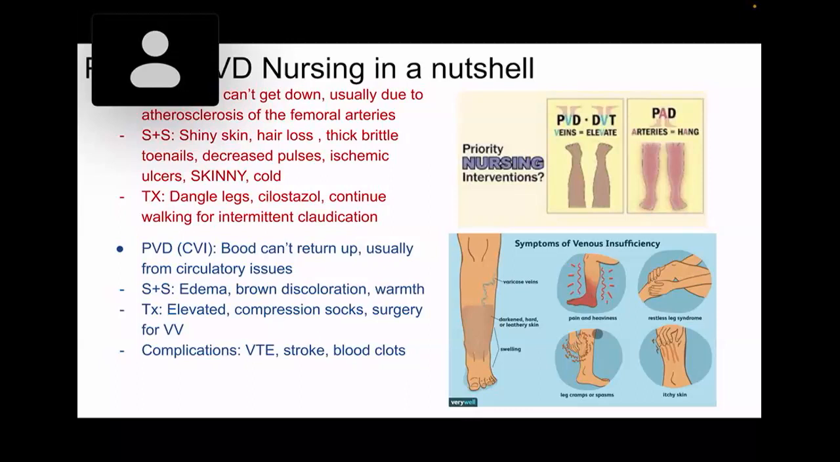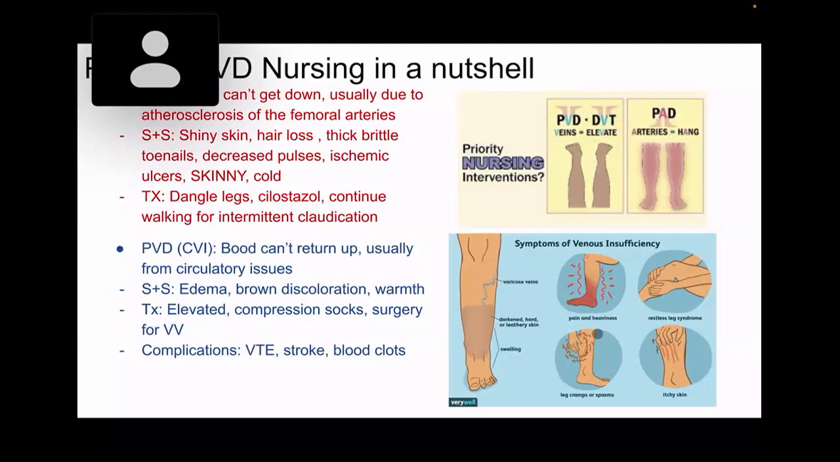When we're talking about PAD, peripheral artery disease, we are having an issue with our arteries. What do our arteries do? They supply blood, oxygen, and nutrients to wherever they're connected to. So someone has peripheral artery disease, and blood, oxygen, and nutrients cannot get down, usually caused by atherosclerosis of the femorals. Our symptoms are going to be associated with lack of nutrients and lack of blood flow. So you're going to have skinny, cold legs, decreased pulses, thick, brittle skin, thick, brittle toenails, shiny skin, etc. We're going to teach these patients to dangle their legs and limit cholesterol in their diet.